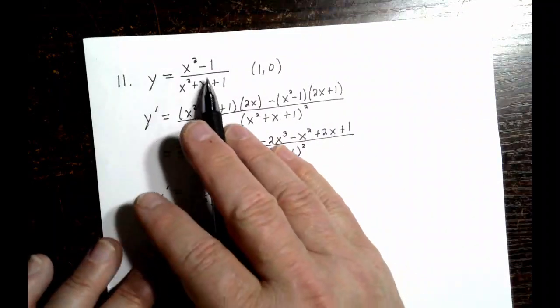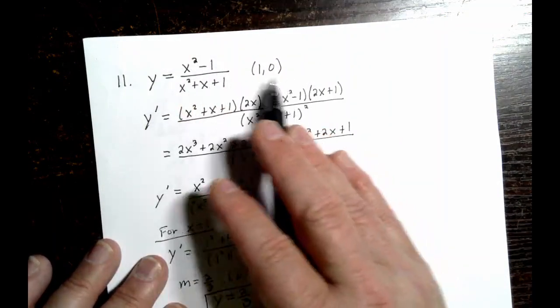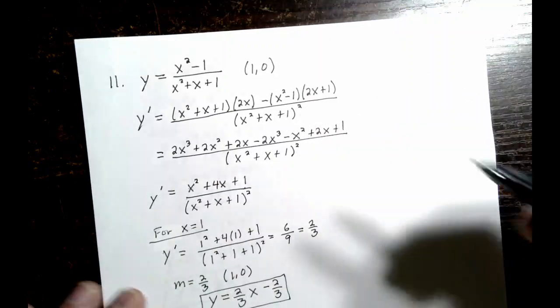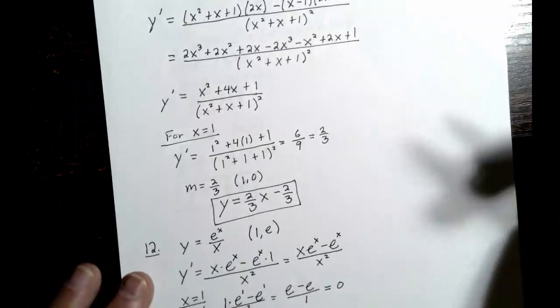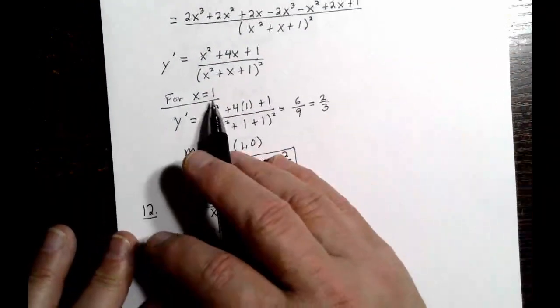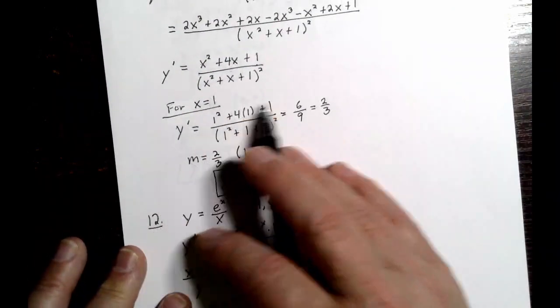On this one, it's bottom times derivative of the top minus the top times derivative of the bottom over the bottom squared. Multiply everything out and you get your answer there. And they simplified it. Now they ask you to find the equation of the tangent line at x equals 1, so you plug in 1 here and you get 2/3.